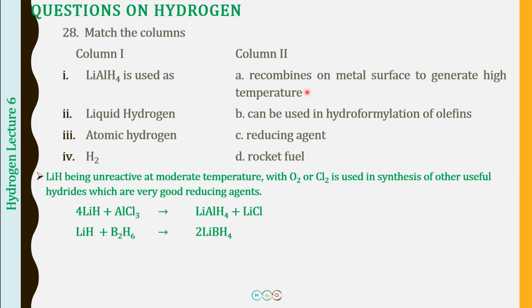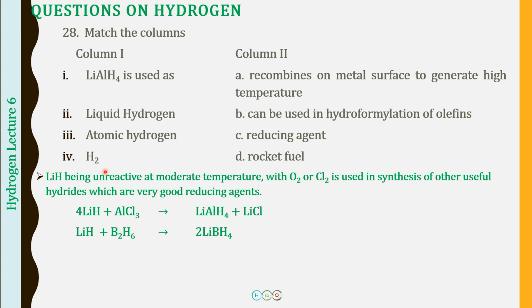This is something that we have done previously also, that atomic hydrogen has a very short half-life, just of 0.3 second. So it rapidly combines to form molecular hydrogen, and in the process a large amount of energy is released, and that is the energy that is used for the welding of metals, for the cutting of metals. So atomic hydrogen recombining on metal surface generates high temperature, and this high temperature is going to be helpful in either cutting the metal or welding the metals.